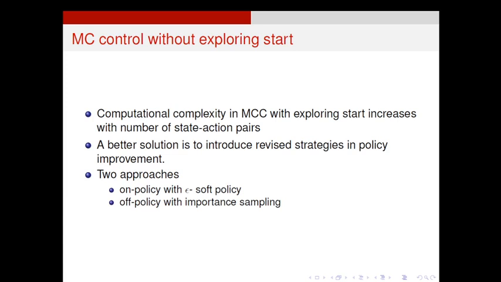In the on policy case, I am using epsilon soft policy. In the off policy case, I am using another trick that is called importance sampling. That means I am averaging these Q values based on some weighting. In the on policy case, I select the policies based on epsilon soft policy. Those are the two key ideas that we are using in MC control without exploring starts.